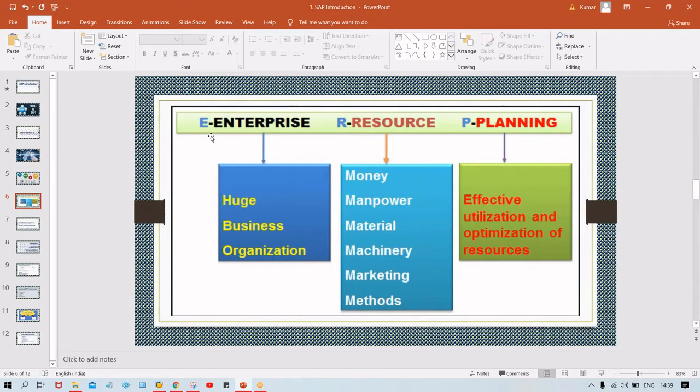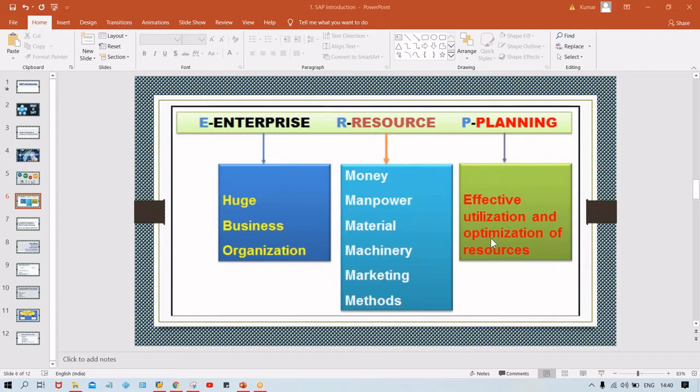Enterprise means what? We all know enterprise is nothing but an organization. And if you talk about the resources, what are the resources required to run a particular organization? Look at here, I have already listed them: man, money, machines, materials, etc. These are the resources which are required to run a particular organization. And planning about what? Planning about the effective utilization of resources. So planning is called the optimization of effective utilization of these resources, guys.